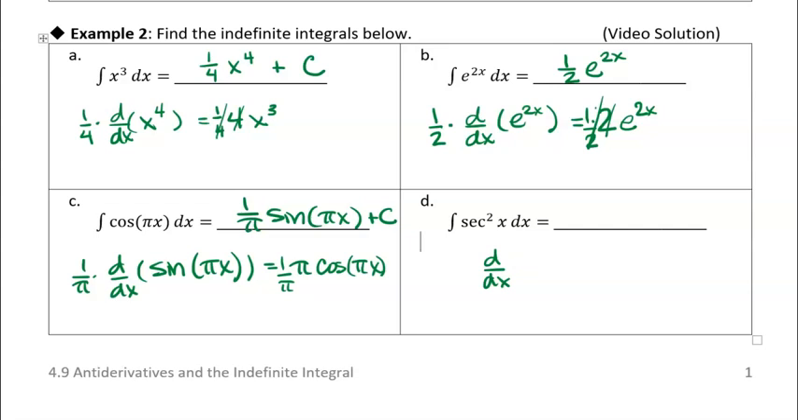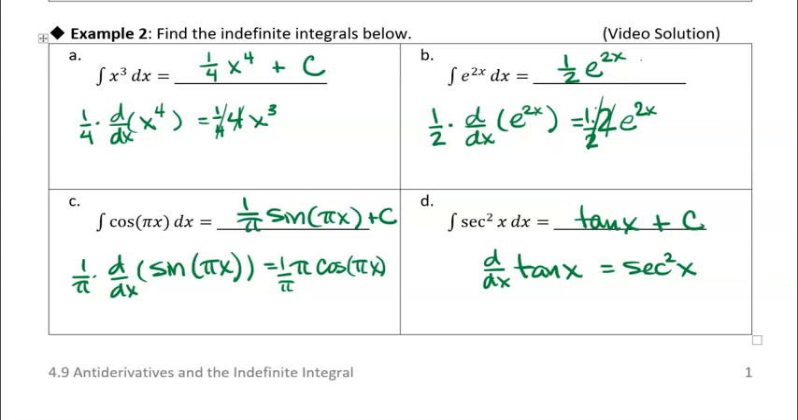is equal to secant squared of x. So there we go. That's it. The antiderivative is tangent of x. And then, of course, we're going to add a constant to it.